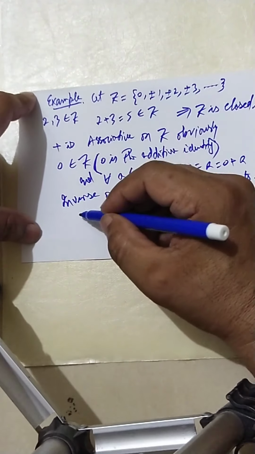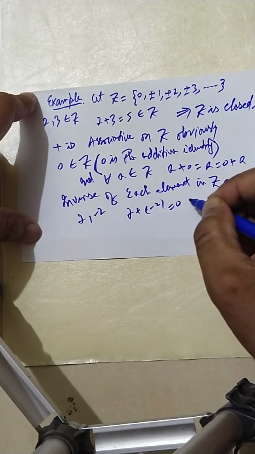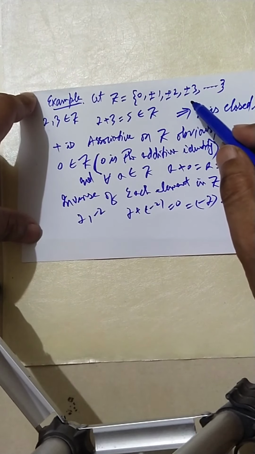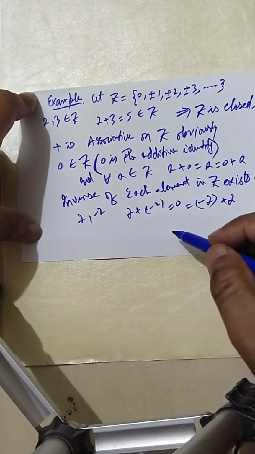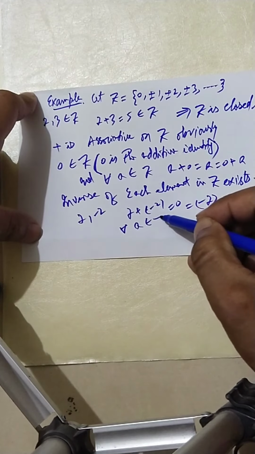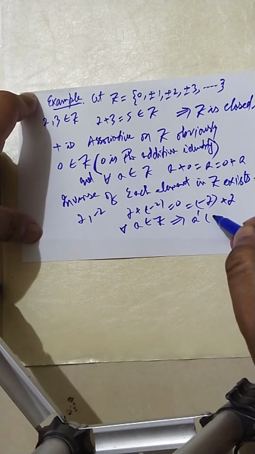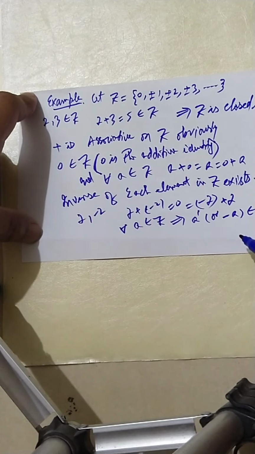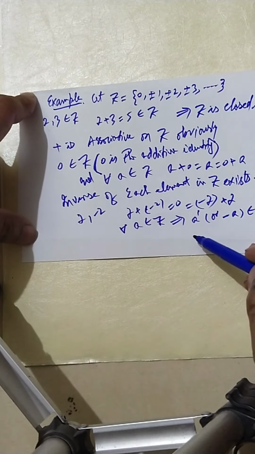For example, 2, its inverse is minus 2, and 2 plus minus 2 equal to 0 equal to minus 2 plus 2. Similarly, inverse of 3 is minus 3, of 4 is minus 4, and minus 5, its inverse is plus 5. You can say for all a belongs to Z, its inverse a dash or minus a, because under addition its inverse is minus a, belongs to Z, meaning inverse exists. Fourth property is proved. So Z is group under addition.